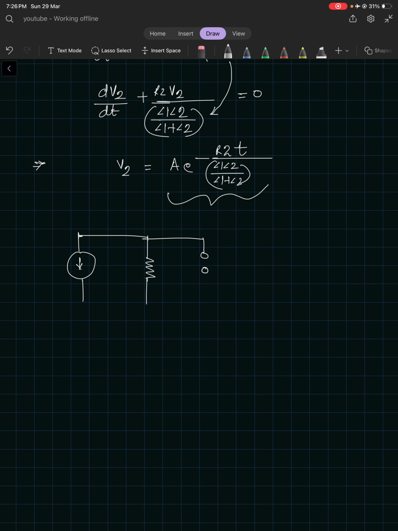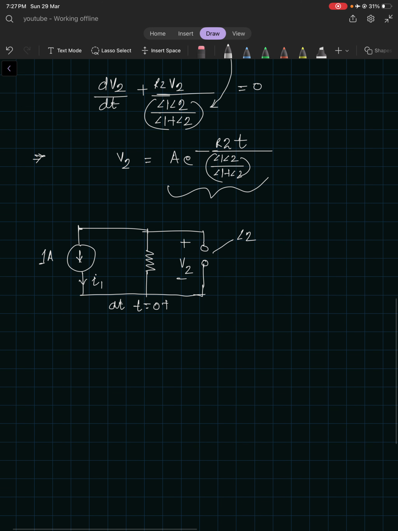Let's draw it. See, this was 1 ampere at t equal to 0 plus. I am drawing this circuit exactly at t equal to 0 plus, just after the switching. So this was 1 ampere, this was I1, and again the inductor 2, this was L2. There was no initial condition associated with this inductor 2, so there is no current. Even after switching there would be no current, and if there is no current, I can replace it with an open circuit. And this was V2. We need to find V2 at 0 plus, right?